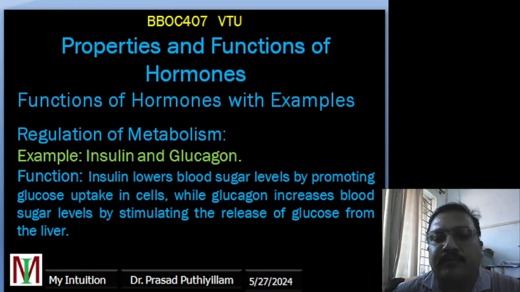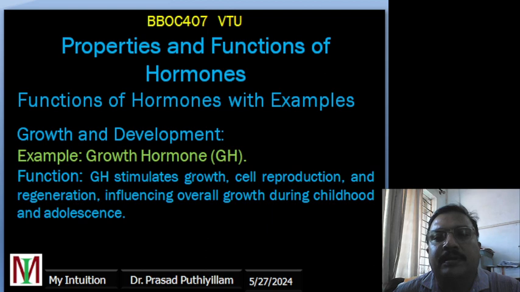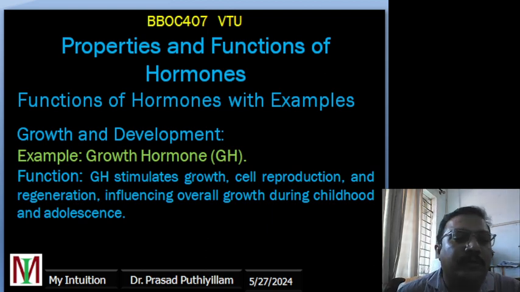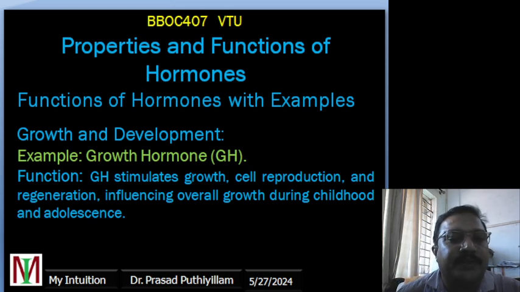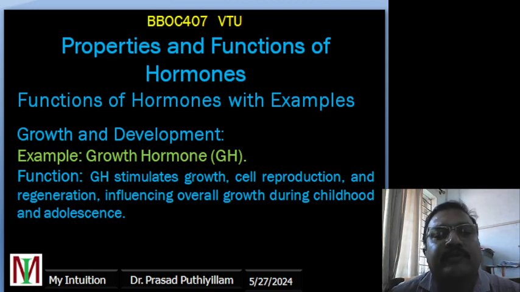Okay, now we move on to the next function. Growth and development with growth hormones. Growth hormone, called GH, is produced by the pituitary gland. These growth hormones play a very crucial role in promoting growth, cellular reproduction, and regeneration. It stimulates the growth of bones and muscles. It increases protein synthesis and promotes the breakdown of fats to provide the needed energy.